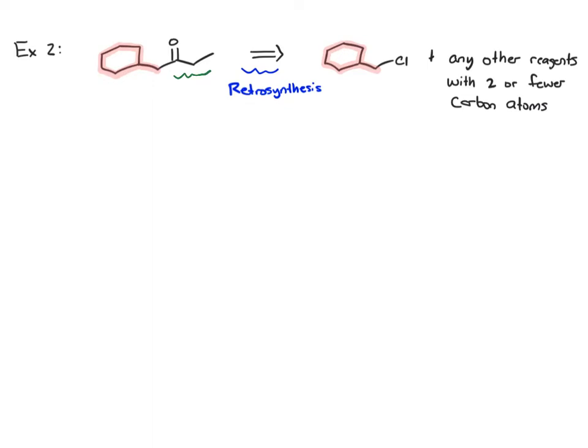Well, remember, nitriles can be converted into ketones, which is what we have here. So maybe this carbon right here can be added via the nitrile. And then add the ethyl group via the Grignard.